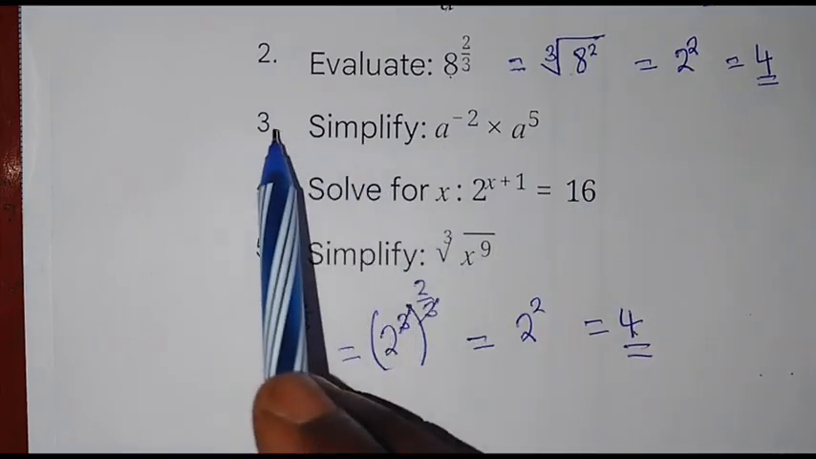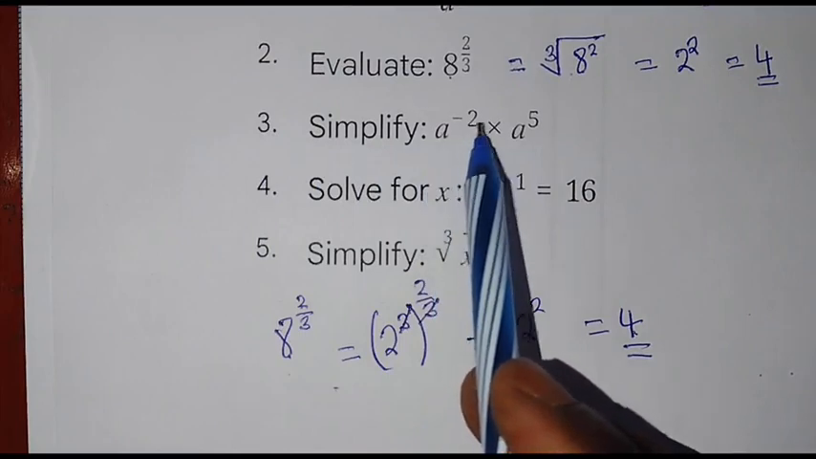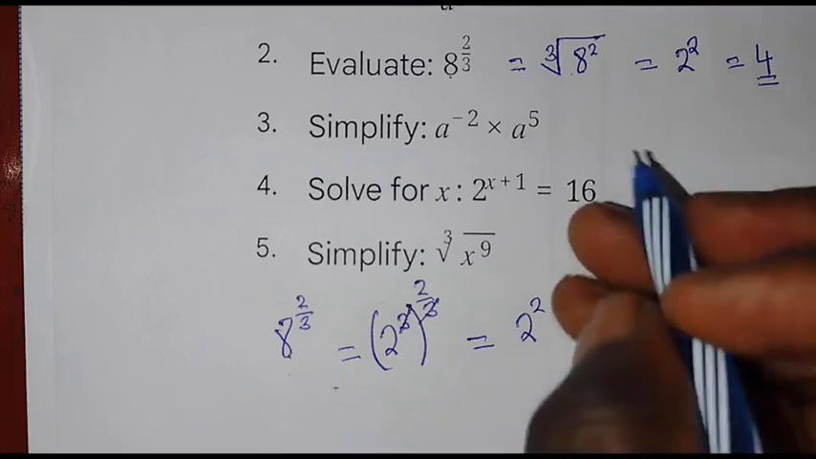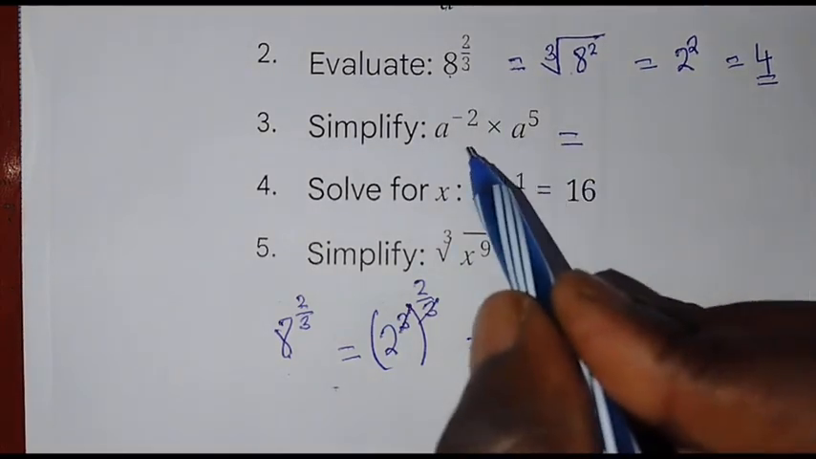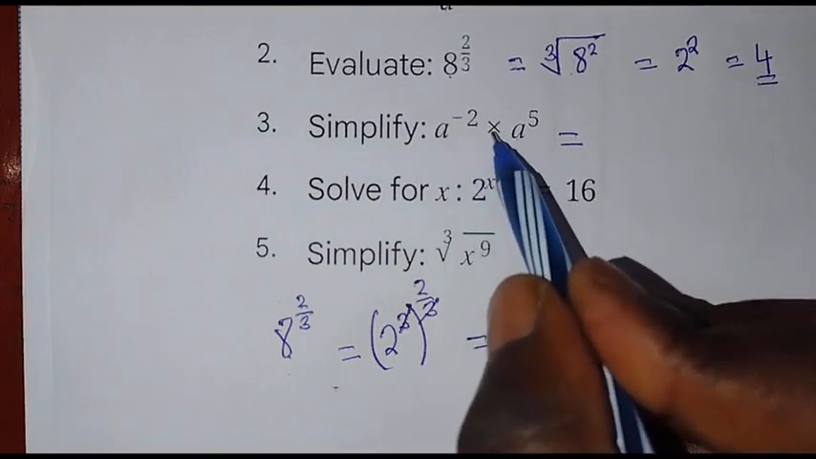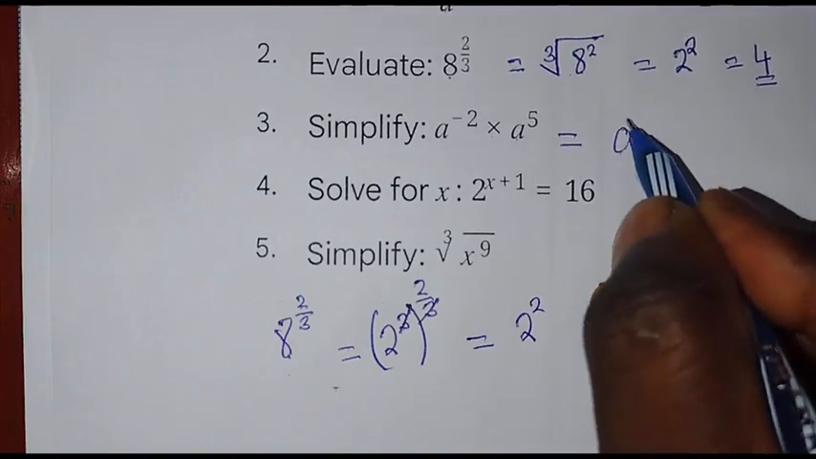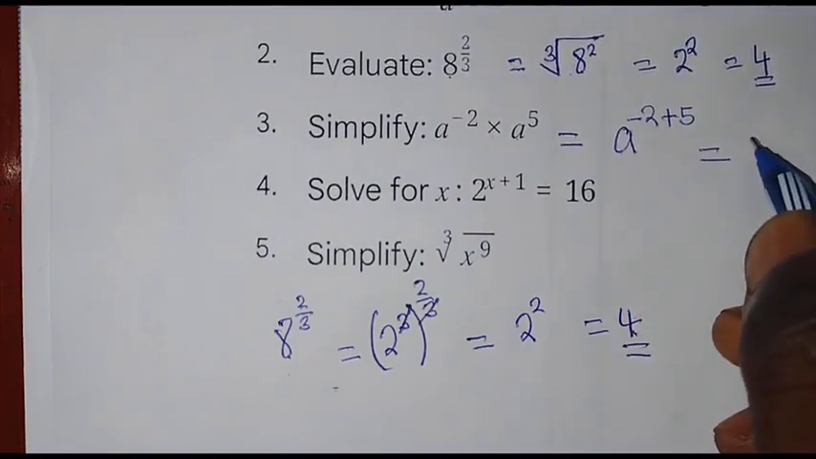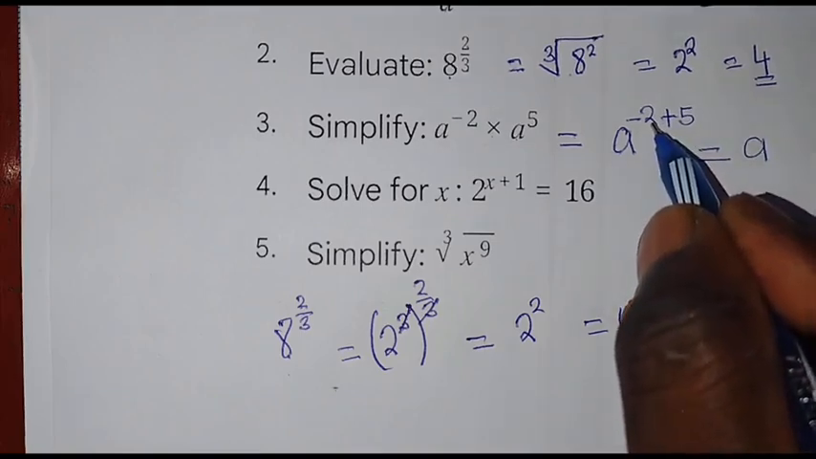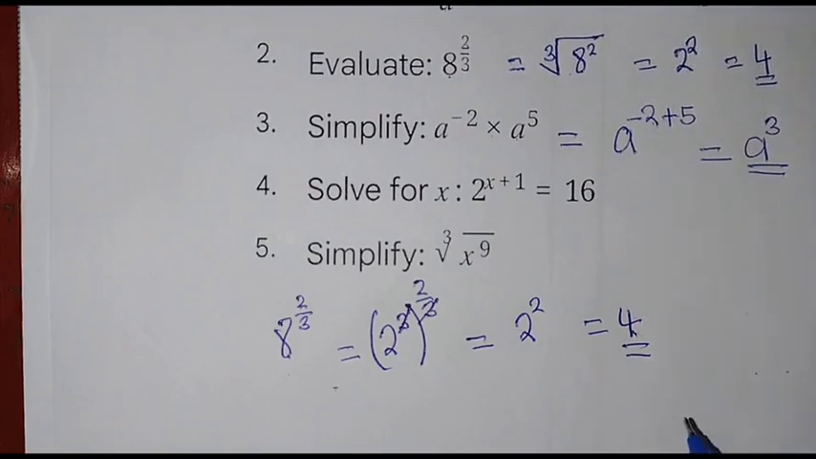Then we come to question 3, which is right here. Simplify a power minus 2 times a power 5. So we are just applying one of the laws of indices. We have same bases a, and you are multiplying. What do you do with the powers? We add them. So this will be a power negative 2 plus 5. This will be a 3. So the answer is a power 3. I hope that you are following.